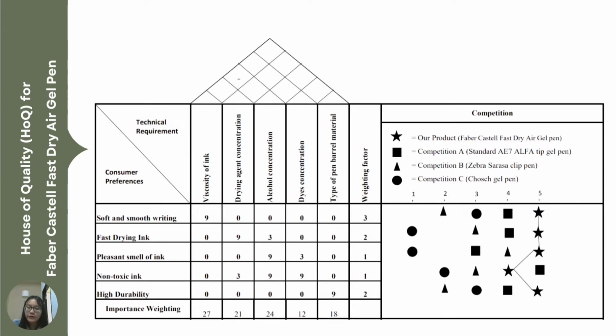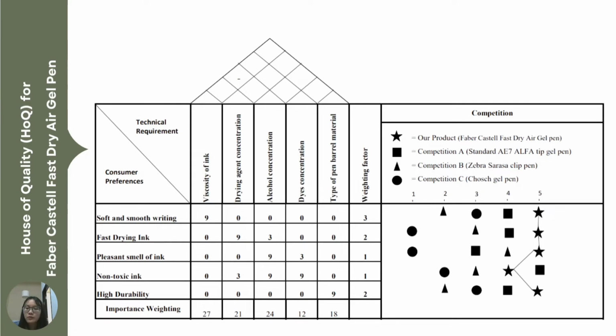The importance weighting therefore shows the importance of the technical requirements toward the consumer preference. As the most important consumer preference is soft and smooth writing, the viscosity of ink will be carefully controlled to reach the target. Moreover, there are 2 technical requirements, which are the viscosity of ink and alcohol concentration, that are conflicting. When we want to decrease the odors of the ink, we need to decrease the alcohol concentration, but it will affect the viscosity of the ink, so it's conflicting.